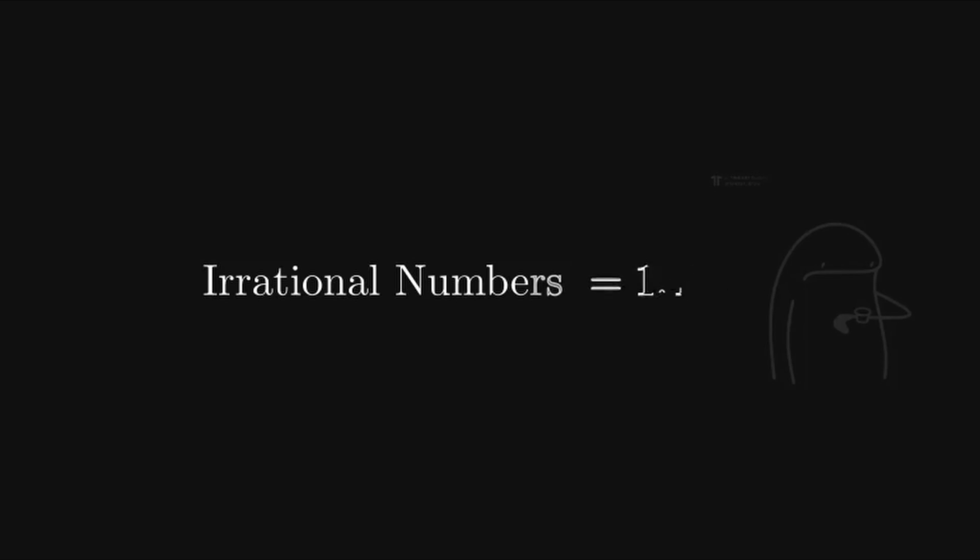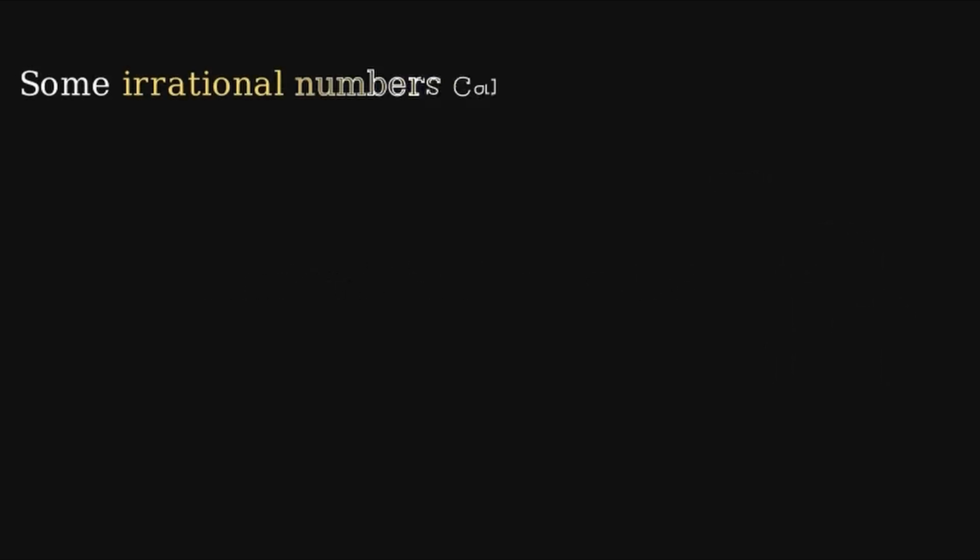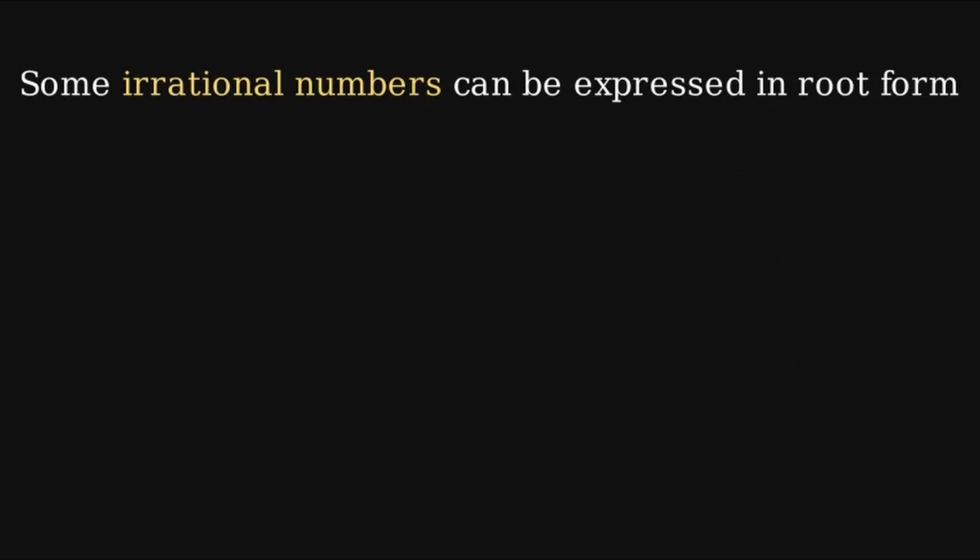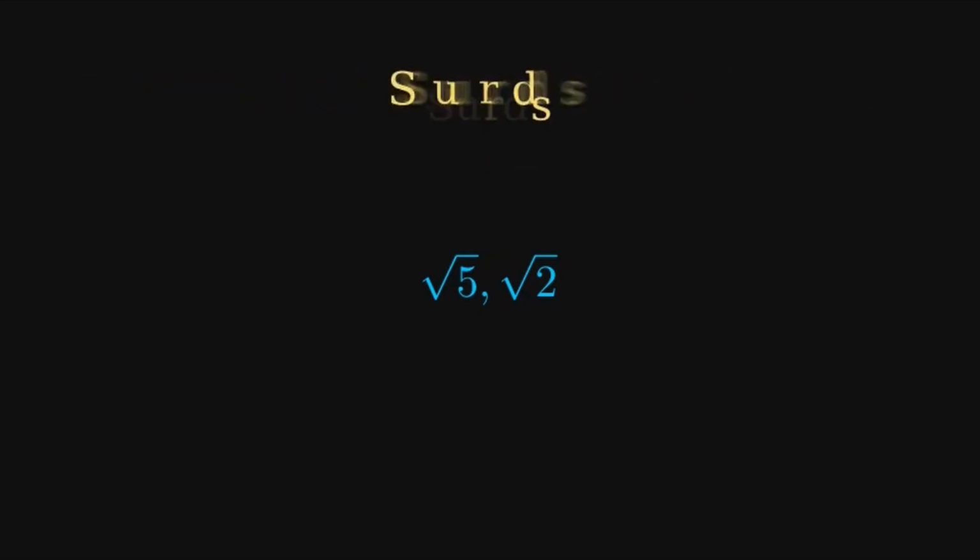So if irrational numbers can't be expressed in simple fractions, then how can they be expressed? Well, it turns out that some irrational numbers can be expressed in root forms. Forms like square root of 2 and square root of 5. And that's basically surds, irrational numbers expressed in root form.